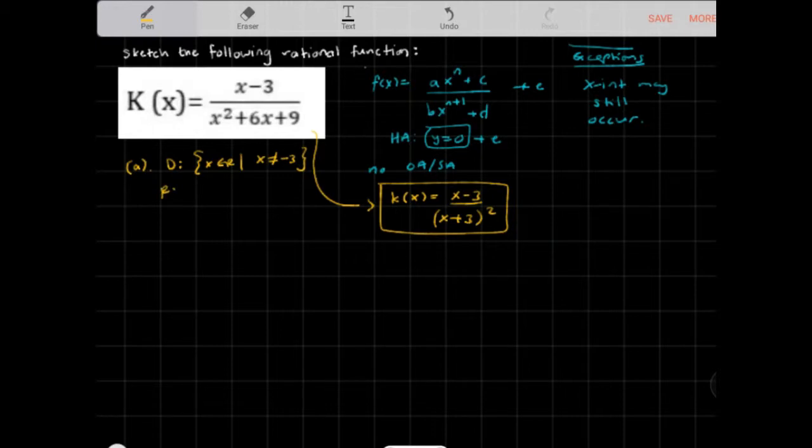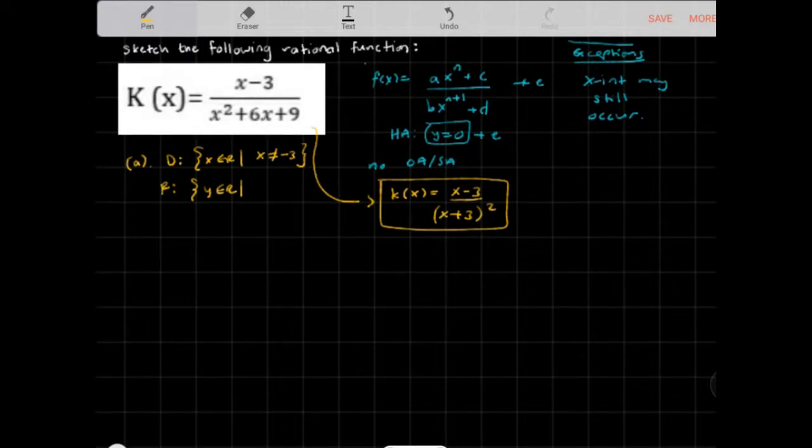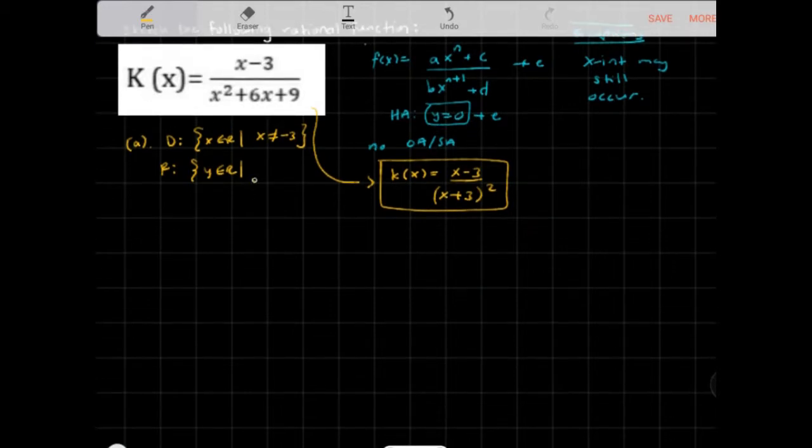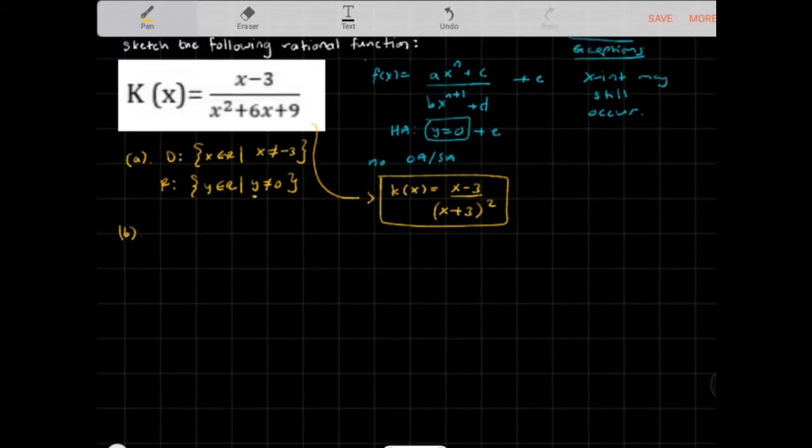The range here: y belongs to all real numbers, but because the degree of the denominator is 1 higher than the numerator, we're going to say that y cannot equal 0. We know that the restriction on the domain here gives the vertical asymptote. So the vertical asymptote occurs at x equals -3, and the horizontal asymptote occurs when y is equal to 0. So that's the idea.